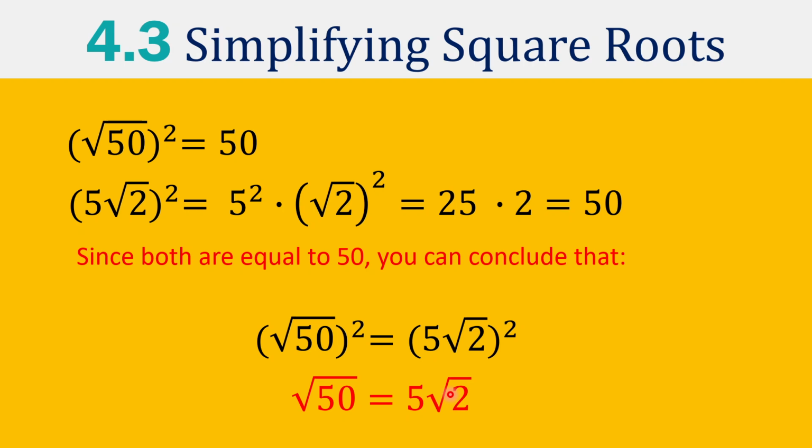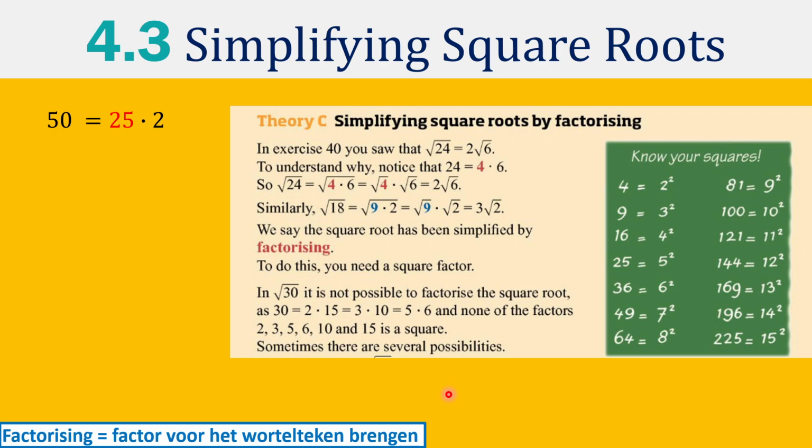And I'm going to show you in depth how to do that, because we want to do that. This is what we call factorizing. You can read this one for yourself. It's in your book. I'm going to show it with the example here to the left. Let's say we have 50 and we can say that 50 is equal to 25 times 2. We can also say that root 50 is equal to root 25 times 2. And we can also split those two square roots.